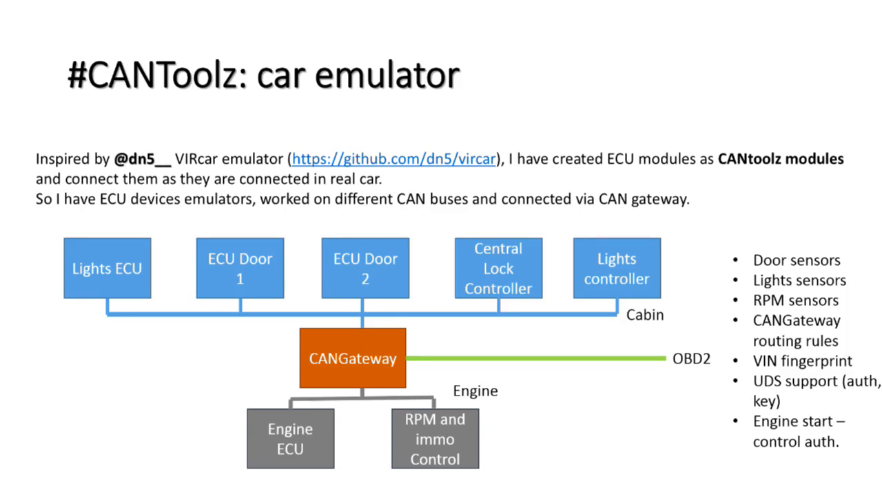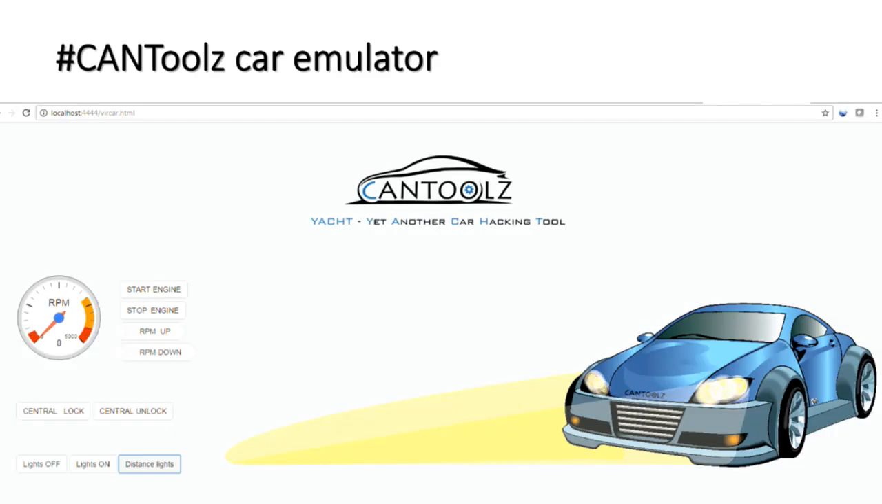But the thing here is that I decided to create my own emulator, based on the CANToolz engine. Each ECU is a module for CANToolz, and each pipe is a different CAN bus. So physical isolation is emulated, ECU level emulation is here, and the CAN gateway is also just a module for CANToolz. All this monster acts as one car, like a real car, and it has UDS services, RPM, engine, doors, lights, and so on. Yep, that's how it looks.